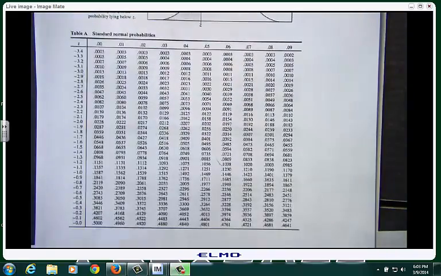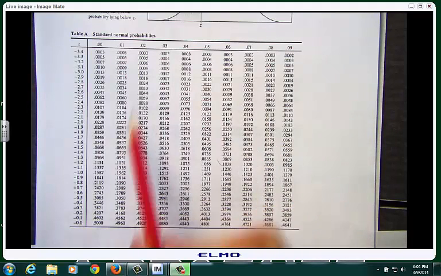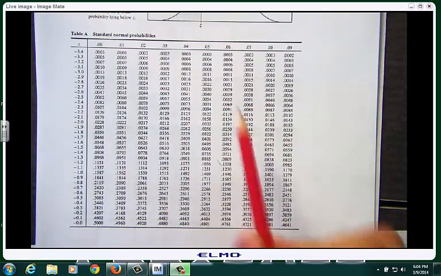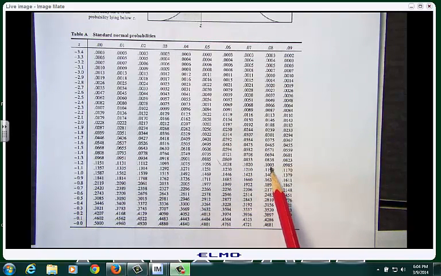Looking at this table, we want to find negative 1.28 on here. That's our goal. What we do know is that the area below is 10%. So I want to find the proportion, the area in here that's closest to 10%. This one, 10.03% or 0.1003 is the closest thing we have to 10%.